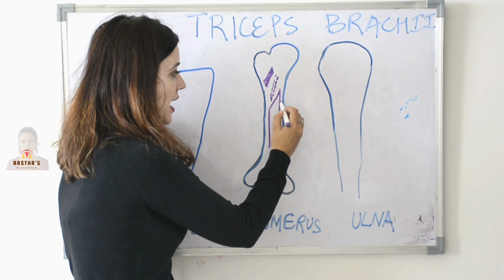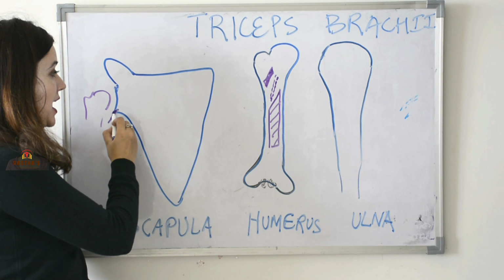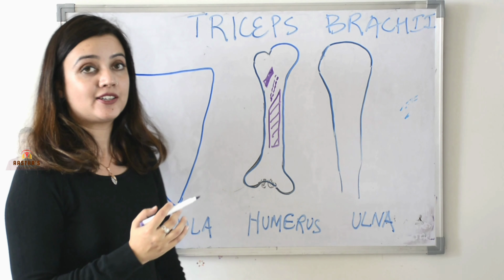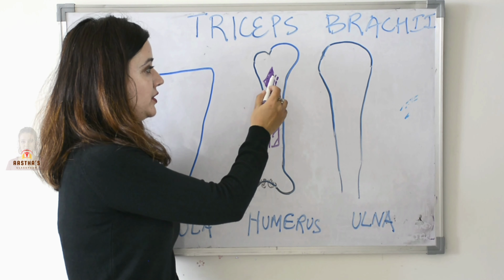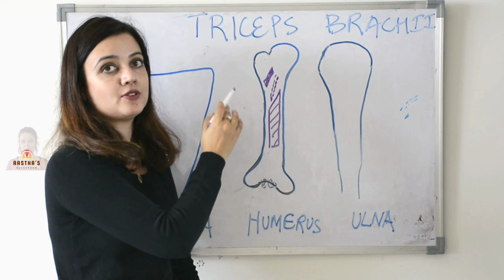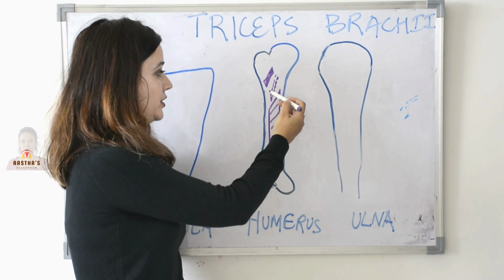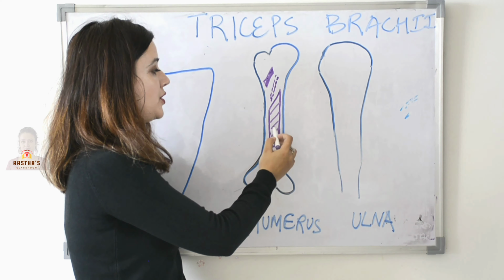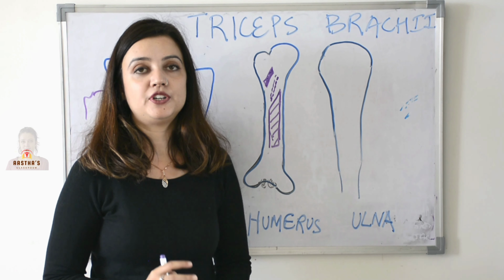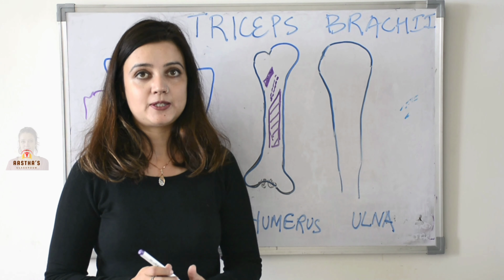So altogether there are three heads, where the long head originates from the infraglenoid tubercle of scapula, which is here, and the lateral head originates from above the spiral groove or the radial groove in the posterior surface of the humerus, and the medial head originates from below the spiral groove or radial groove in the posterior surface of the shaft of the humerus. So these are the three different heads of the triceps brachii.